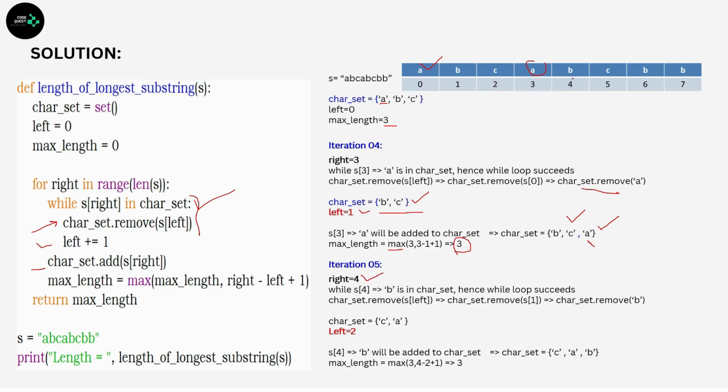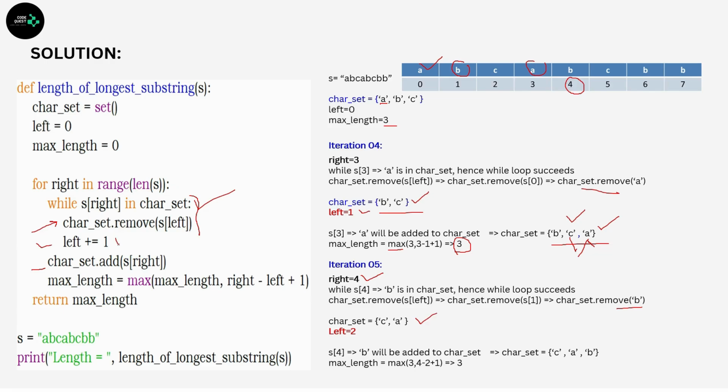Now when I check S of 4, S of right, that is your B. So B is already in the char set, I mean the set we have taken. Hence what happens? Again this while loop is going to be satisfied. As a result, first thing it is going to do is remove S of left. What is left as of now? 1. S of 1 means what? B. So B will be removed from the set.